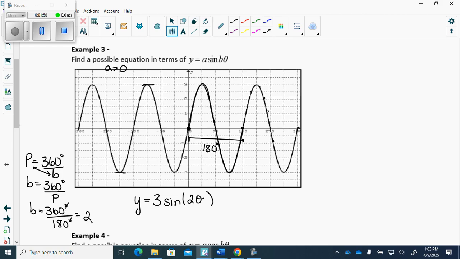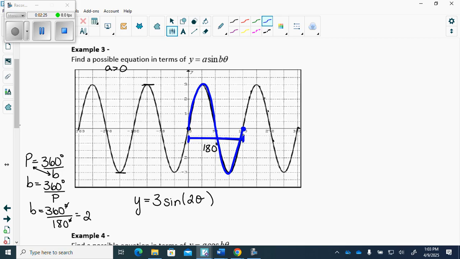So B is not the period. It's a made-up thing. You can't put the period in the B spot. How do you know it's 180? Because from here to here, horizontally, is how long it takes. So from here to here to here is how long it takes to repeat itself, correct? And then I'm going from 0 to 180. So that's a distance of 180 horizontally.